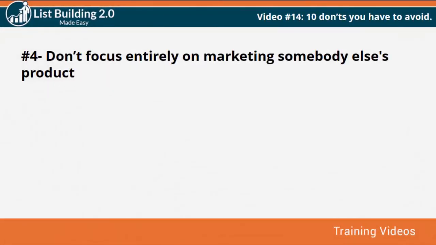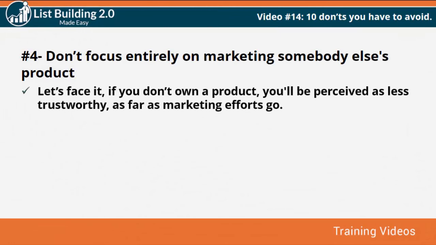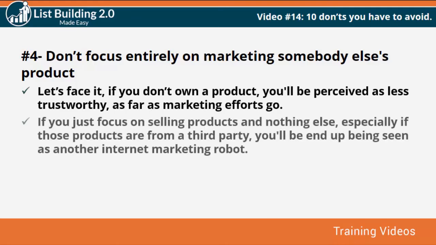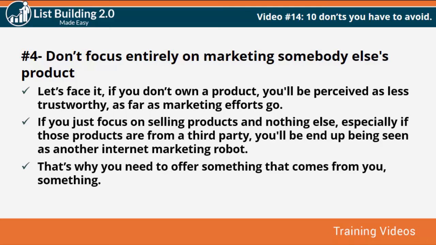4. Don't focus entirely on marketing somebody else's product. Let's face it, if you don't own a product, you'll be perceived as less trustworthy as far as marketing efforts go. If you just focus on selling products and nothing else, especially if those products are from a third party, you'll end up being seen as another internet marketing robot. That's why you need to offer something that comes from you, something that you worked on that you don't have to ferociously advertise, and maybe even lie about in order to make a quick profit.